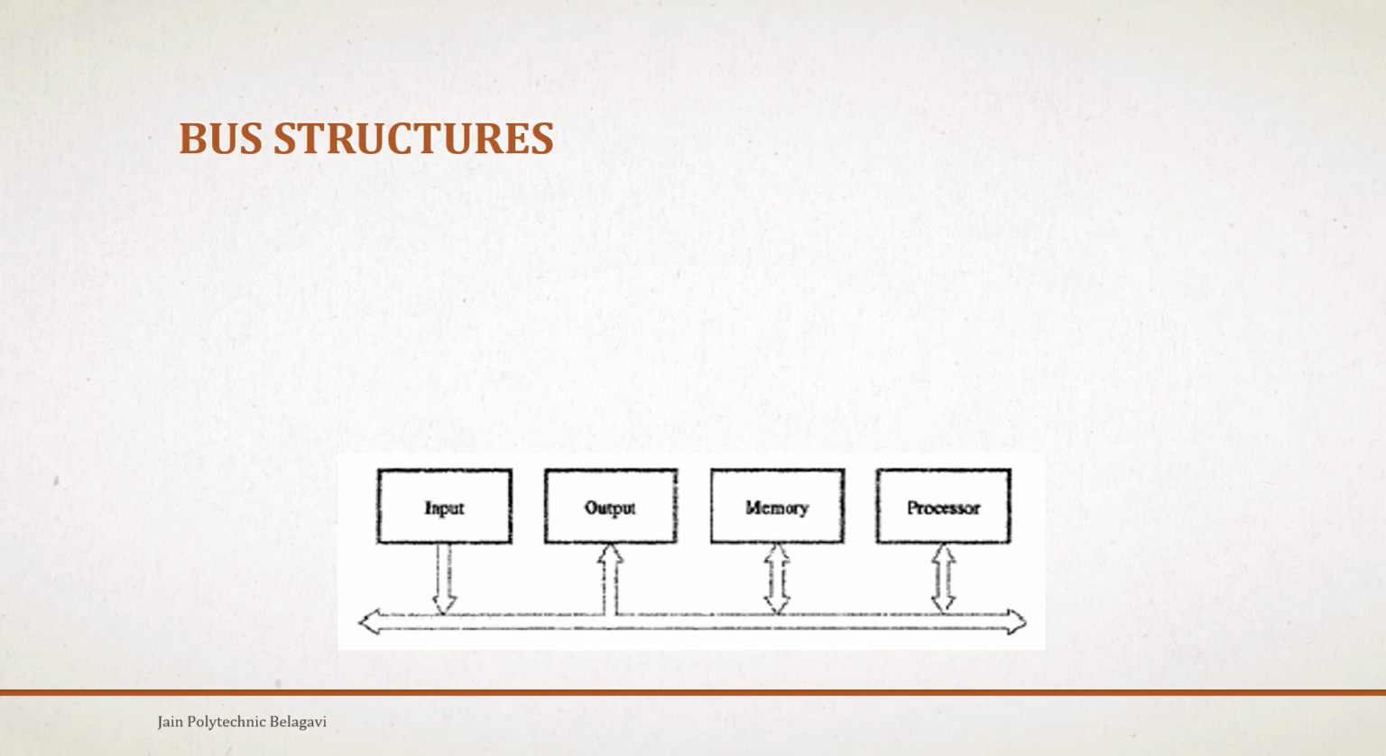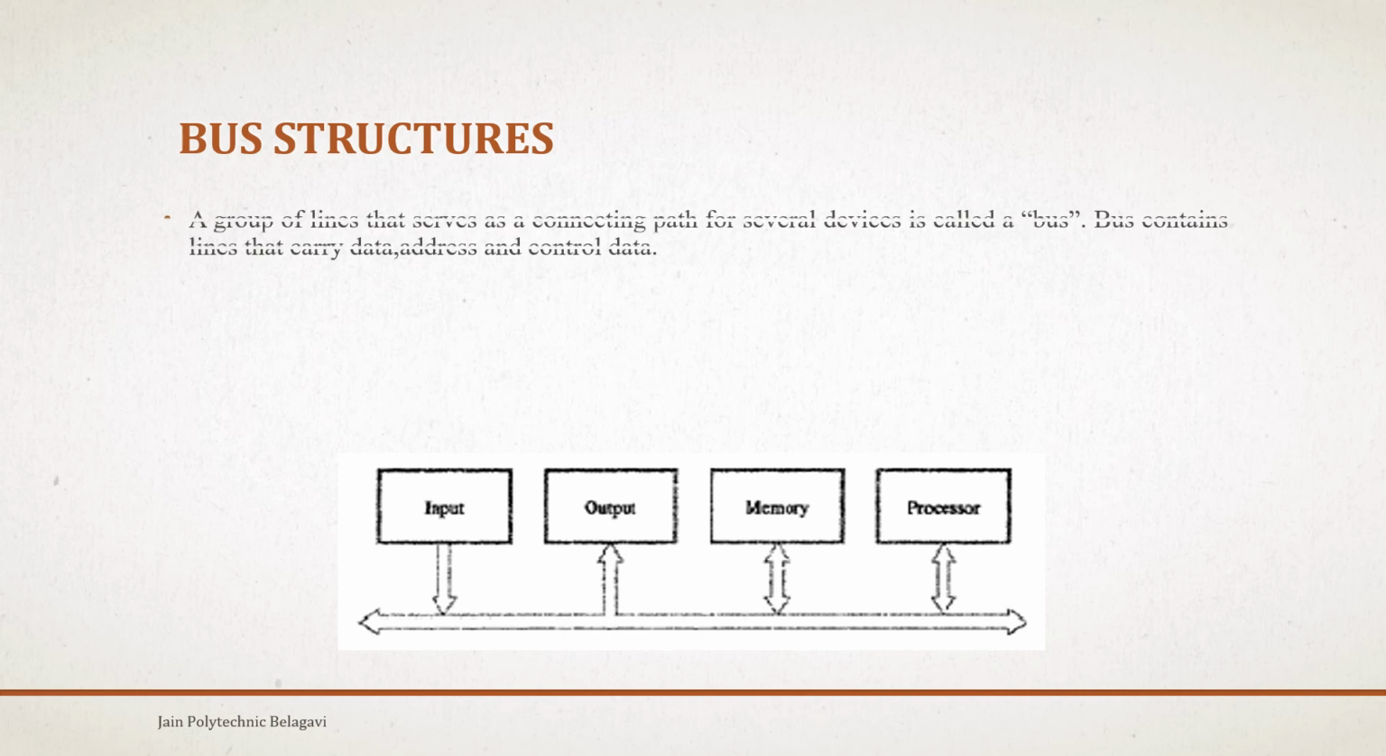Now as you can see in the diagram, this is the line which is connecting all the functional units. It's called a bus. So what is this bus? It is a group of lines that serves as the connecting path for several devices. So if you want to connect all the input devices through a single path, that is called a bus. Buses contain lines that carry data, address and control data. So these lines are used for transfer of data as well as the address between one or more units.